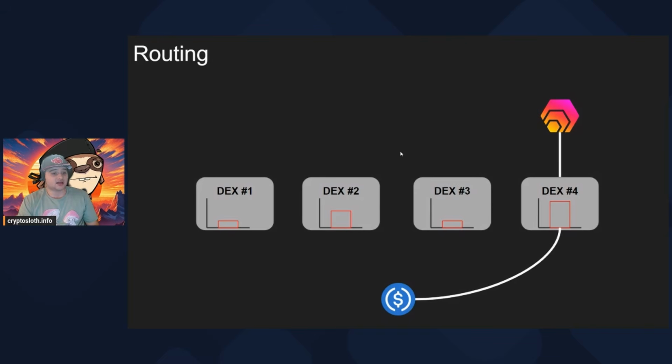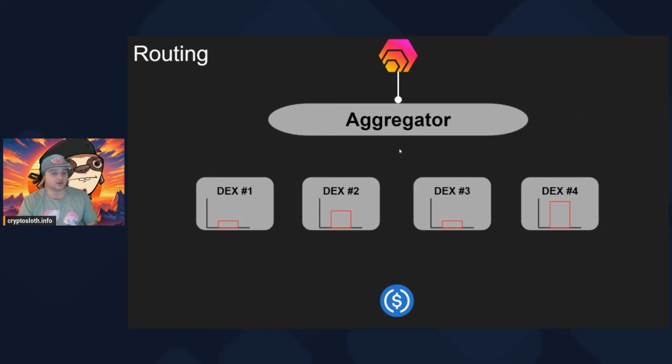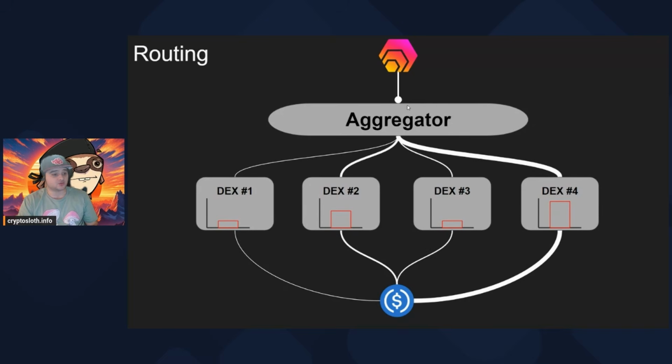What routing does is send your coins across all of these pools to get the most out of the available liquidity. With routing, the best tool that you have is an aggregator. An aggregator splits your order up across all of the DEXs so that you get the best order execution. Your HEX tokens that you're selling go into the aggregator, and it splits up that order across all the DEXs proportionally to the amount of liquidity that exists within each DEX.